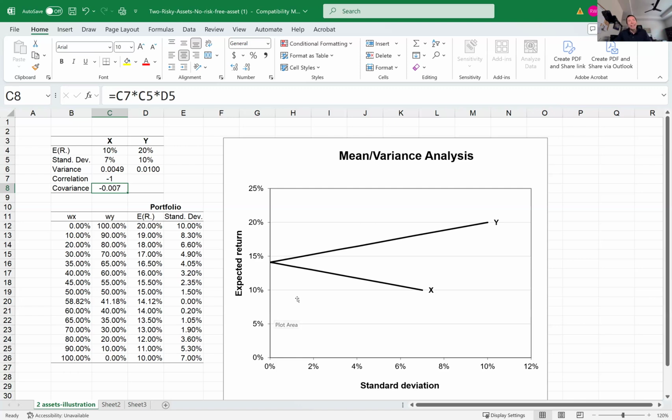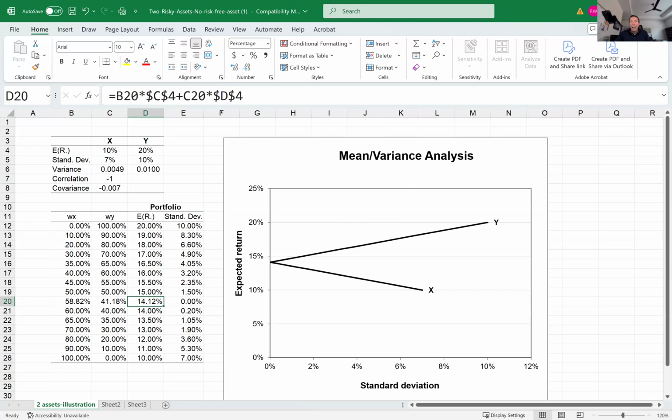And I've already set this up so that the weights are in here to be able to get that intersection there. And it's right here when we've got 58.82% of our money in X, 41.18% of our money in Y. The standard deviation of the portfolio is 14.12. I'm sorry, the expected return on the portfolio is 14.12%.